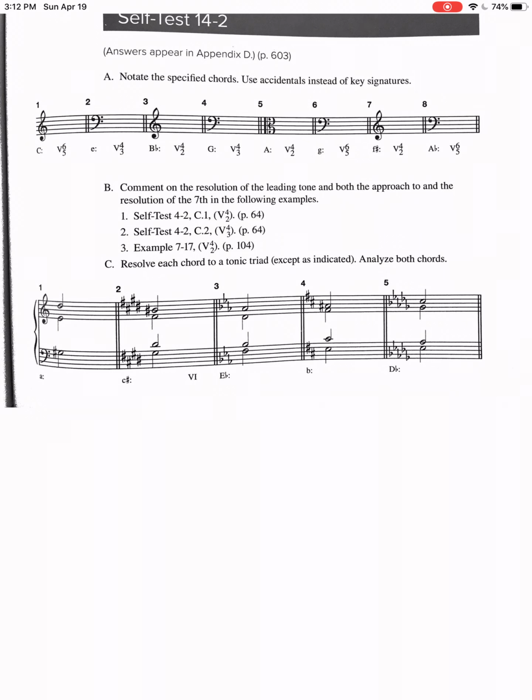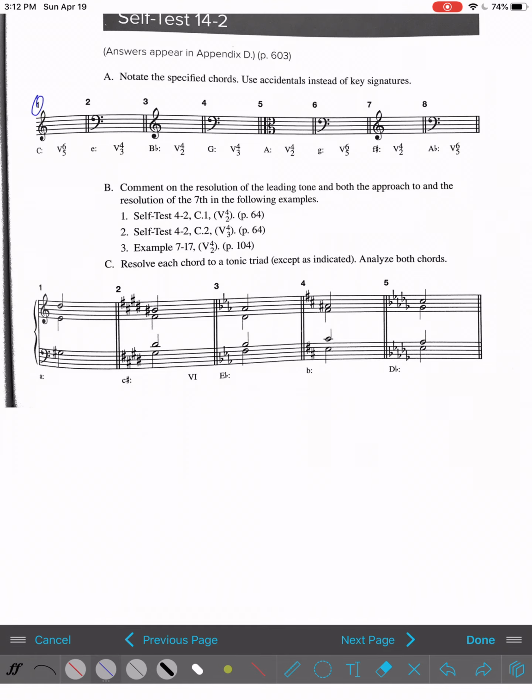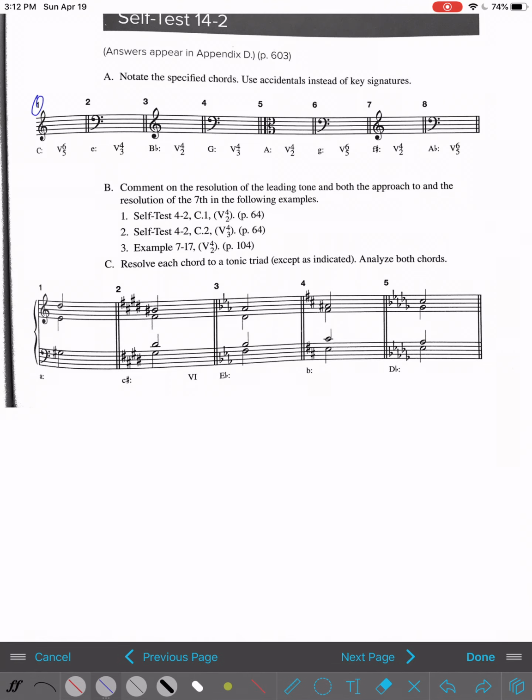So here we are with number 1. Let's look, it's asking us to notate the specified chord. It says use accidentals instead of key signatures. That's a big thing with some of the folks in my class. You've got to make sure that you follow the directions, okay? All right, so this says 5, 6, 5, and we're in the key of C major here. So if we go up to the 5th scale degree, that's going to be a G, right?